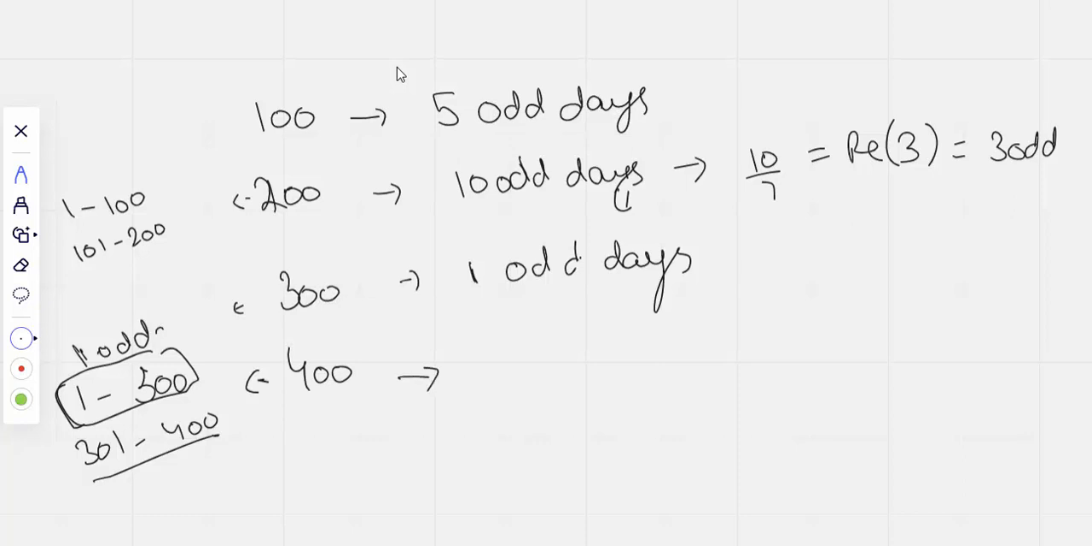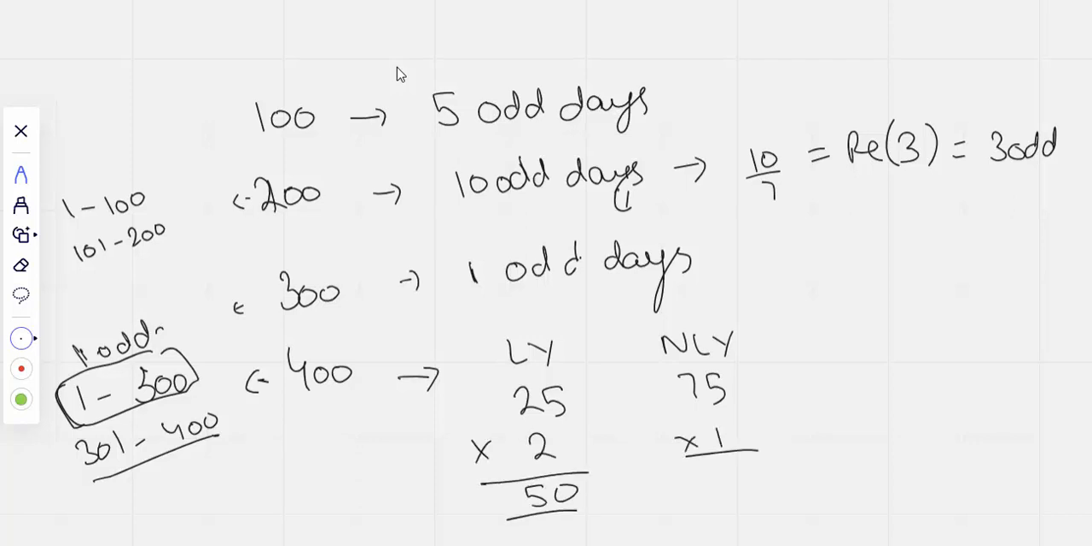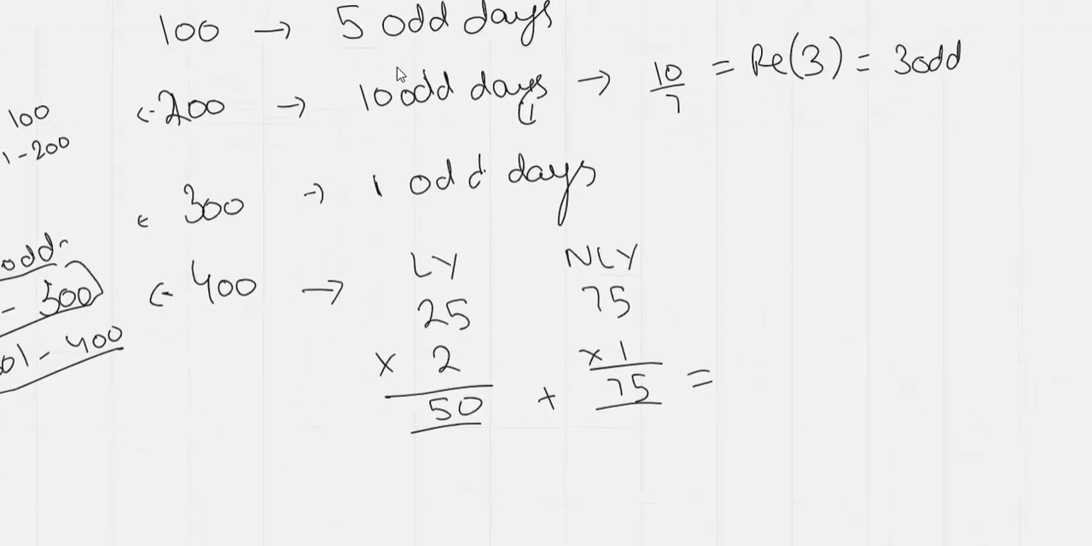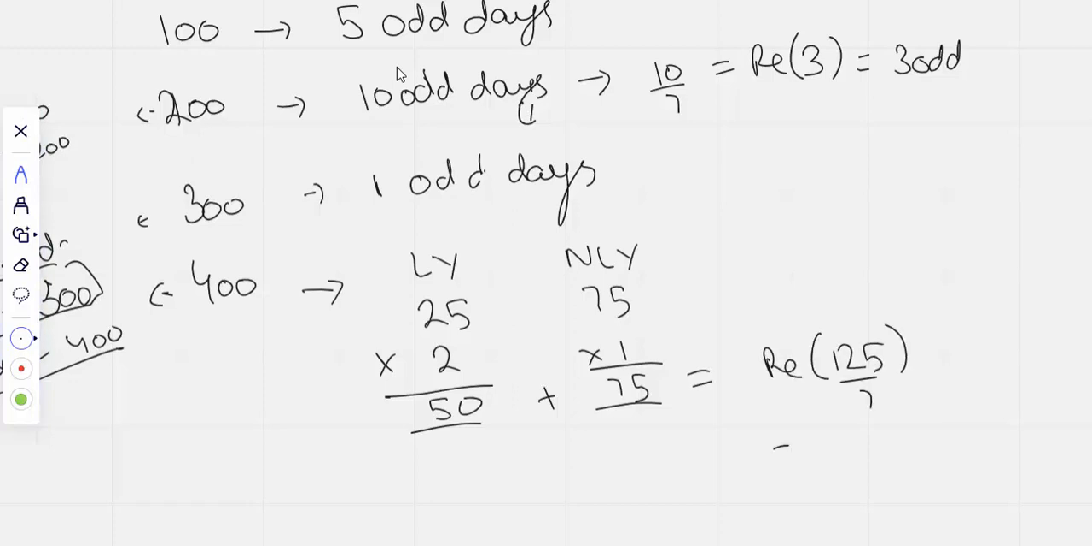So if you calculate it like this, how many leap years are there in this one? It is 25. How many non-leap years are there? It is 75. So if you multiply by 2, you will get 50. If you multiply by 1, you will get 75. Okay, so how many odd days will there be? We can divide separately, or we can add and divide by 7 once. Let's see what 125 divided by 7 gives as a remainder: you will get a remainder of 6.